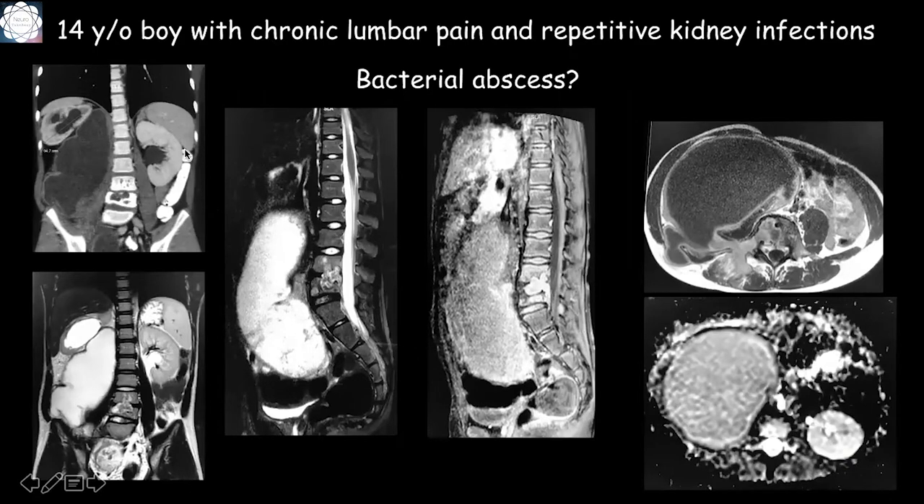Another case, a 14-year-old boy with chronic lumbar pain and repetitive kidney infections. And here you have a very large collection in the abdomen and pelvis on the right side, which has an extension into the vertebral body and the compromise of the disc space. And it's important that on ADC sequence, it has a hyperintense signal intensity. So there is facilitation of diffusion.